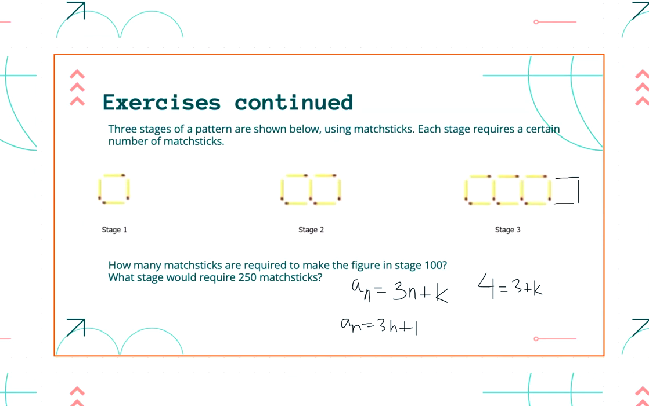Okay, so then if we were to plug in n equals 100, so we get a100, that's going to equal 301. Really good. And then now we can do it the other way around to find which stage would require 250 matchsticks. So we know that 250 equals 3n plus 1. And because of that, we're able to solve to get n equals 83. So at the 83rd stage, you would require 250 matchsticks.